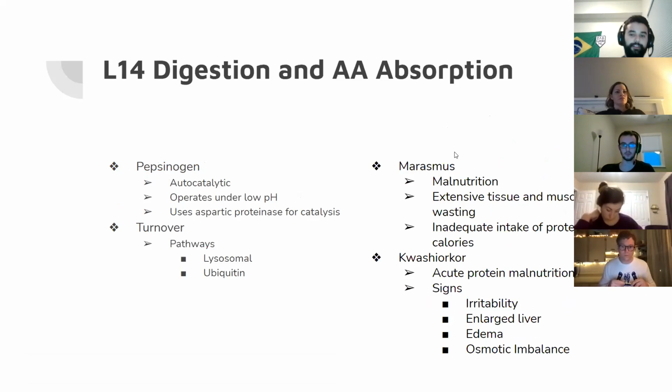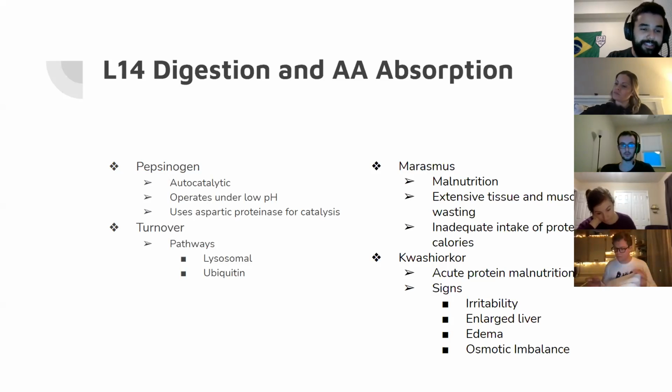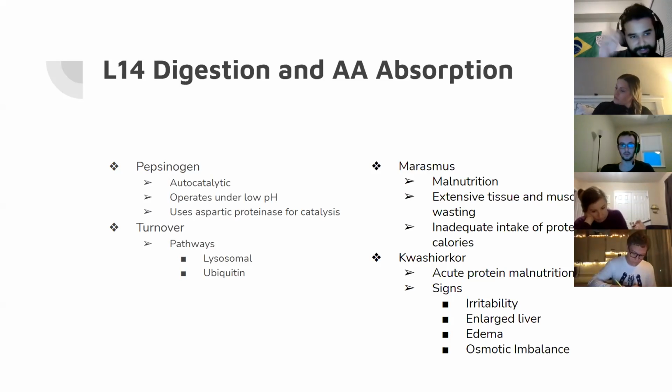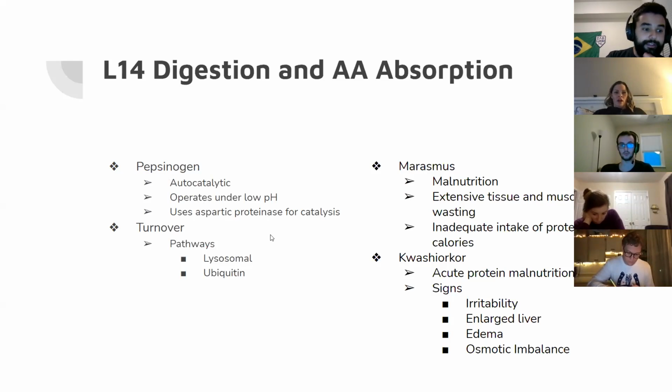So here it is, a little bit more about zymogens, right? Pepsinogen is different from other zymogens because it's actually autocatalytic. So it can catalyze itself. As soon as one pepsin is activated, it can activate another pepsinogen to become a pepsin and just keep going through that spiral, right? It operates under low pH. As we know, the stomach has a really low pH. And it uses aspartic proteinase for catalysis, okay?